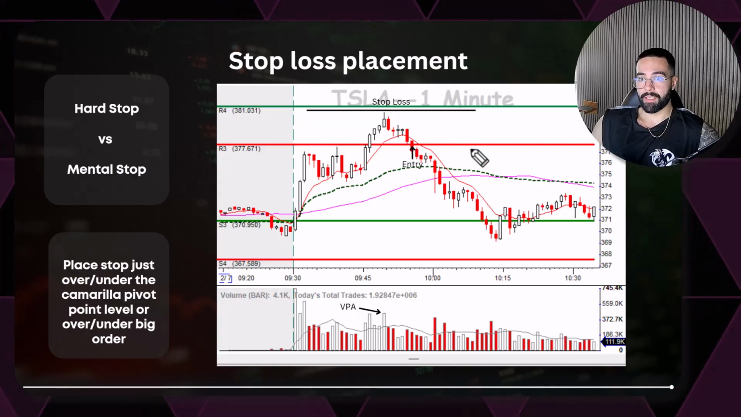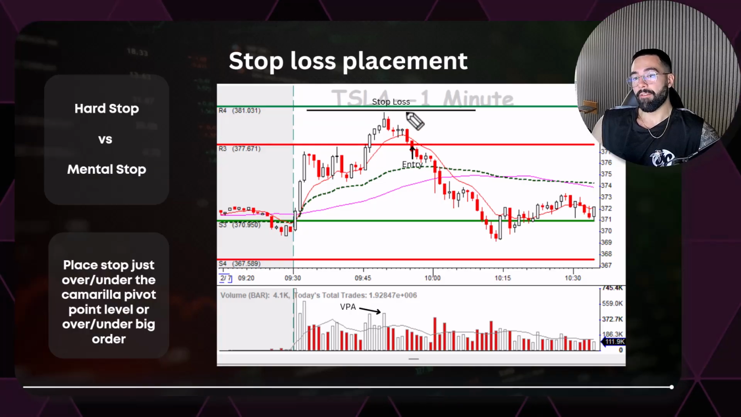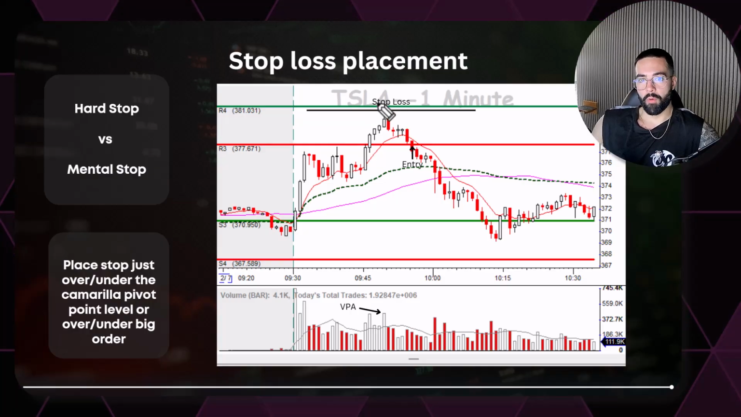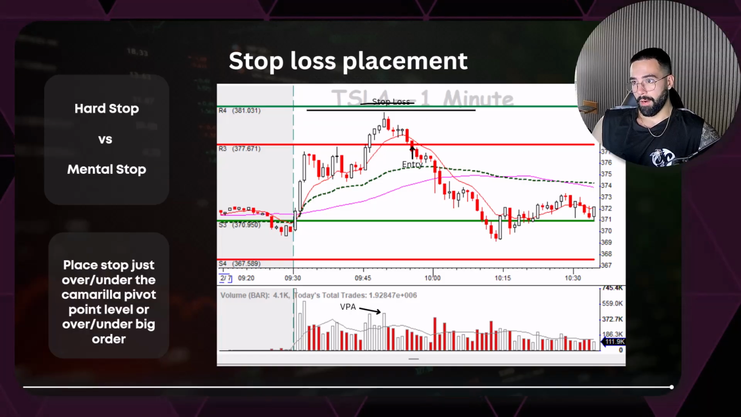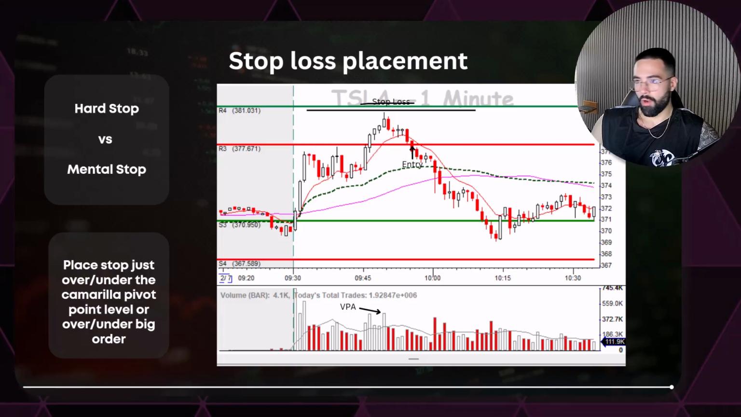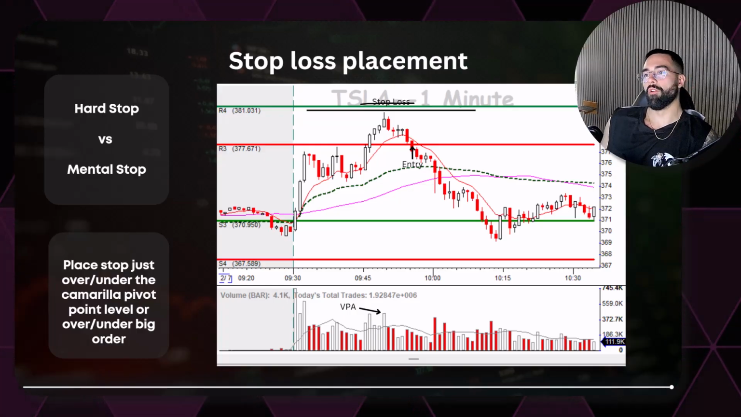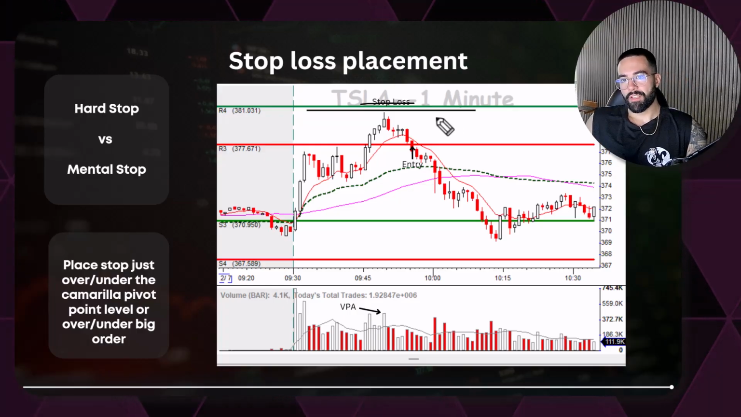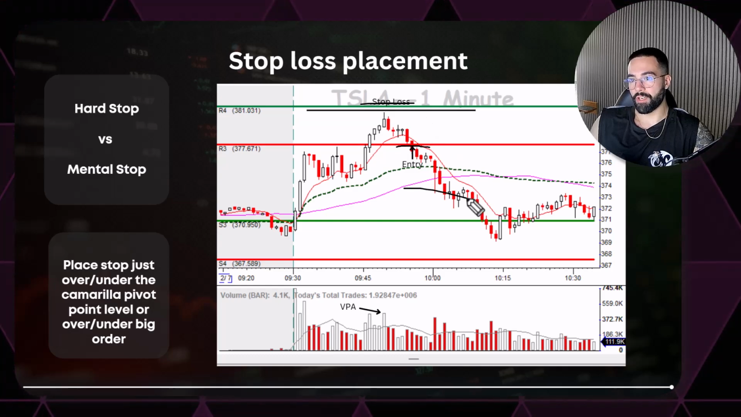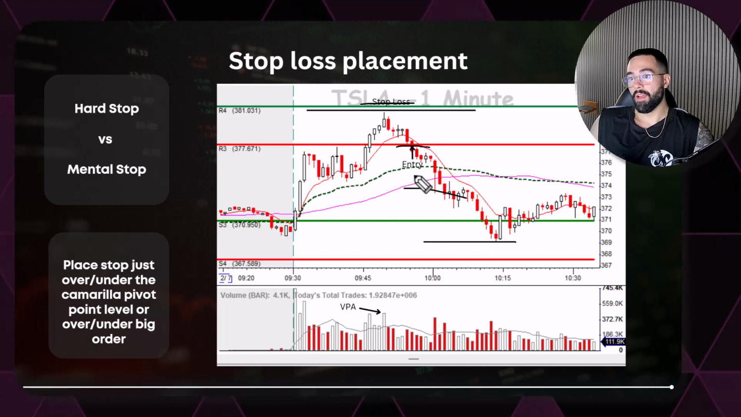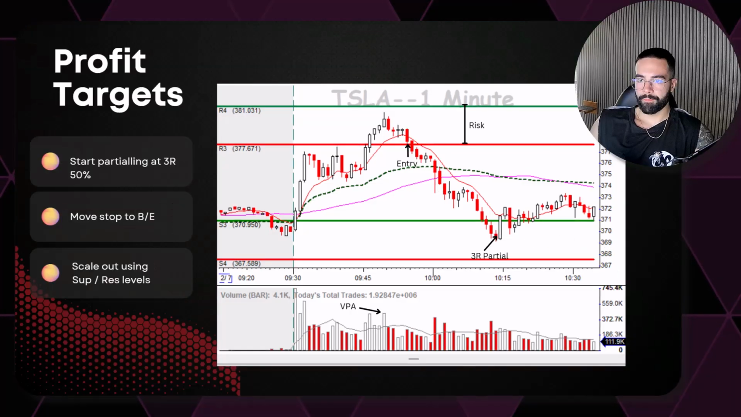Where I would have placed my stop loss would have been right here. So either at the high of the day, or if you want to give it a little bit more room, you can place it just a little bit over R4. We can see that our R4 here, we have the level which is 381. So you could have placed your stop at like 381.05, something like that. So entry would have been here, stop loss would have been here, and we would have been able to catch a pretty nice 2-hour move, partial here, and wait for more downside here.